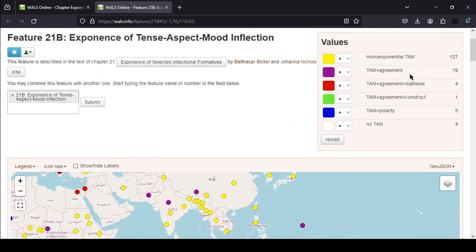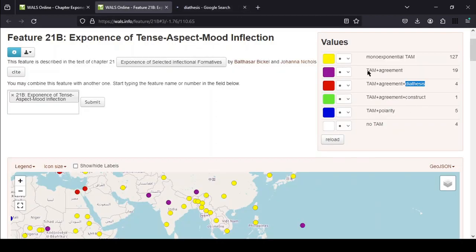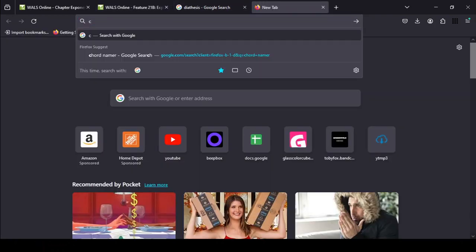What is diathesis? That is a cool sounding word. That's so interesting, that none of them have just TAM plus diathesis, they also include agreement. So if you're going to have diathesis or construct, agreement is also there, at least in the sample. I don't know what construct is, so I suppose I'm going to have to look that up too.